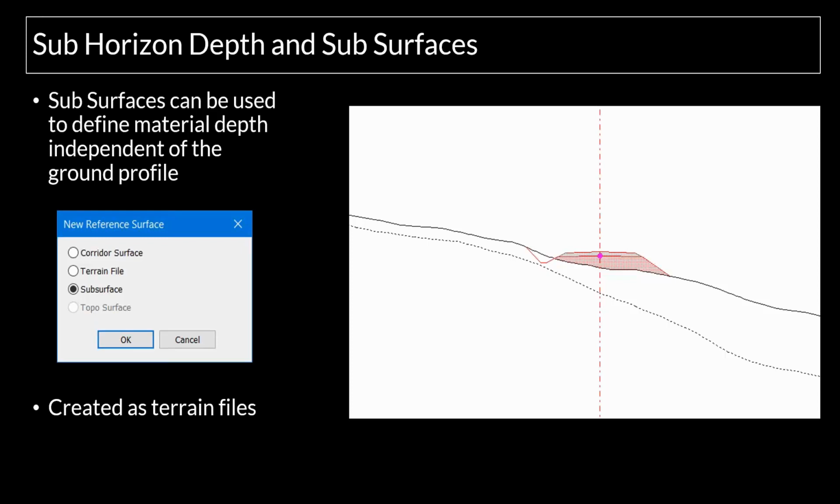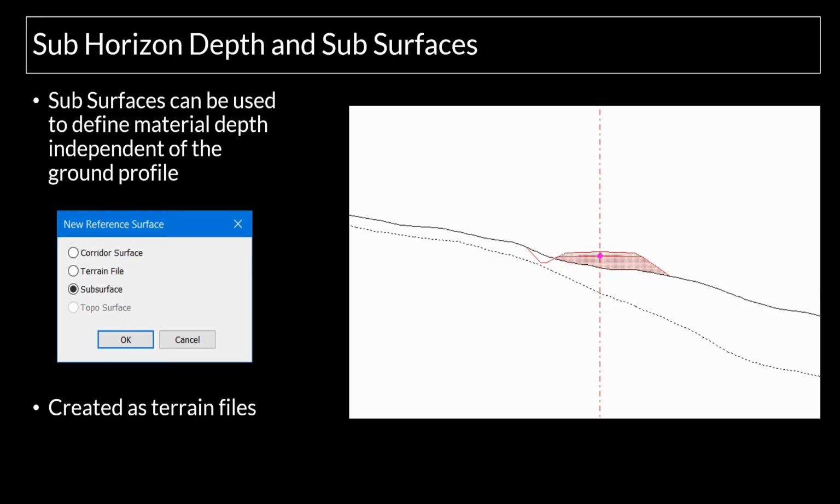Subhorizon depth and subsurfaces. So in this example that I had previously clicked along, I've just assigned different materials along different station ranges. So I haven't accounted for any material depth whatsoever. Of course, that's kind of a simplistic way to look at it. There's often times where you'll have one material over another material.